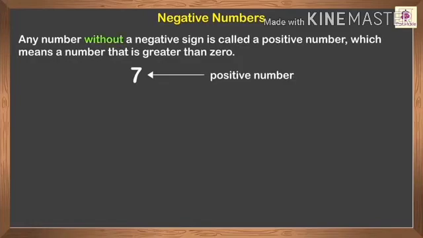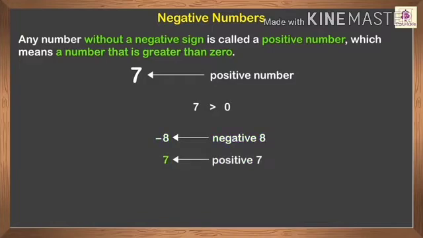Any number without a negative sign is called a positive number, which means a number that is greater than 0. So, while negative 8 is negative 8, 7 is positive 7 or simply 7.